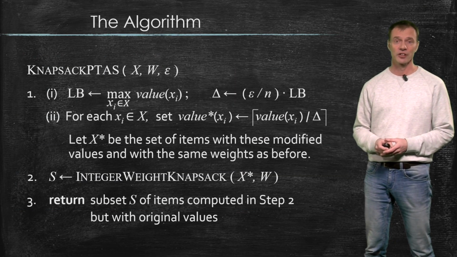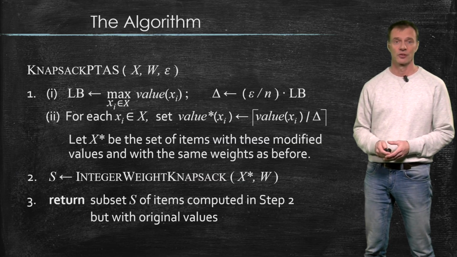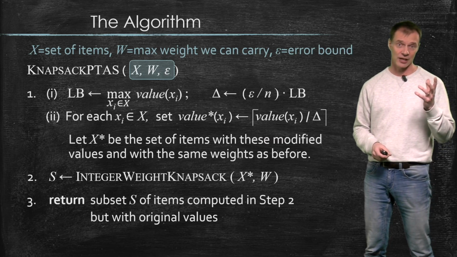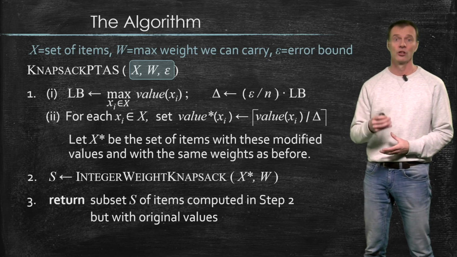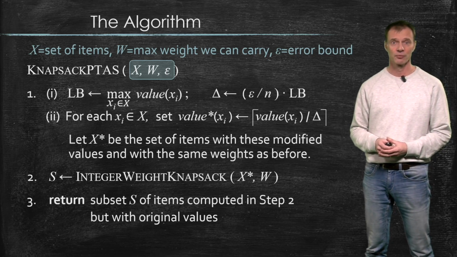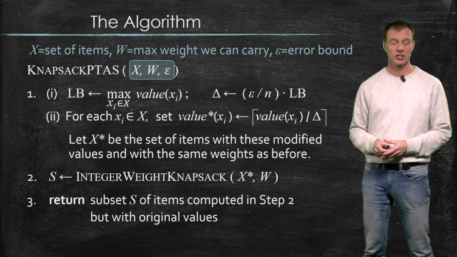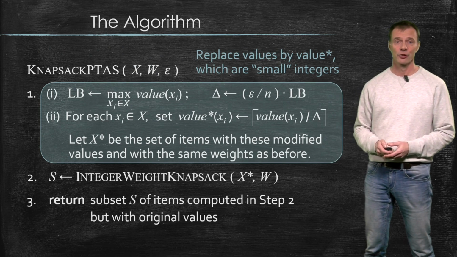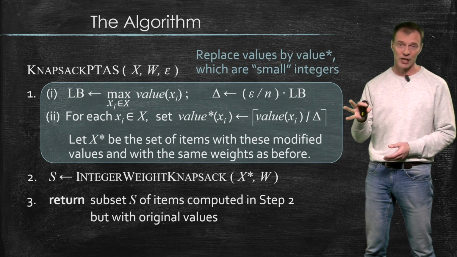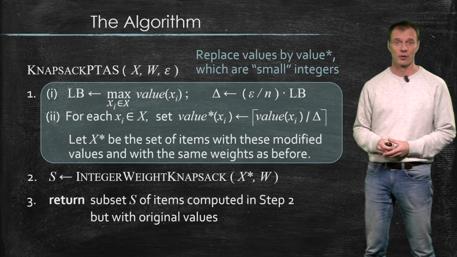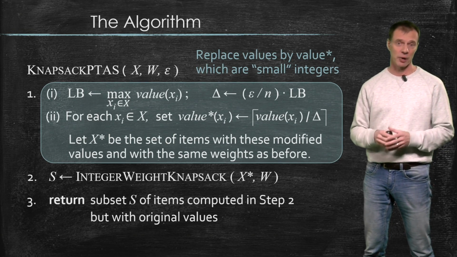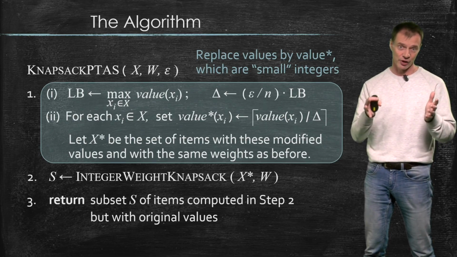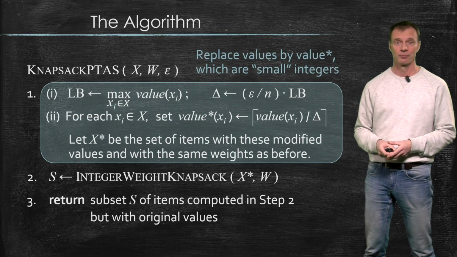Okay, let's have a look at the algorithm that we developed in the previous lesson. So the algorithm has 3 parameters. The input, which is x, the set of items, and W, the total weight that we're allowed to select, and this parameter epsilon, which gives us the approximation ratio. Then, in the first step, we're going to replace all the values by value star. Okay, and we had a clever scheme by deriving a suitable delta and then replacing every value by the value divided by delta rounded up.